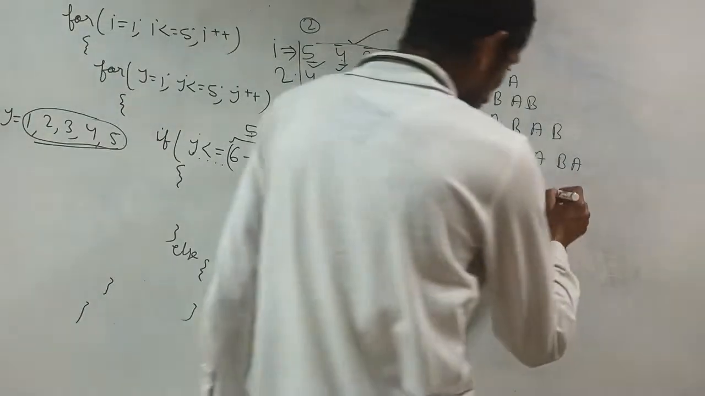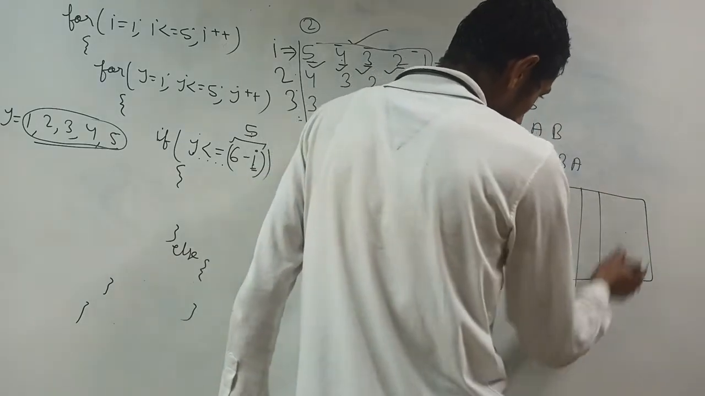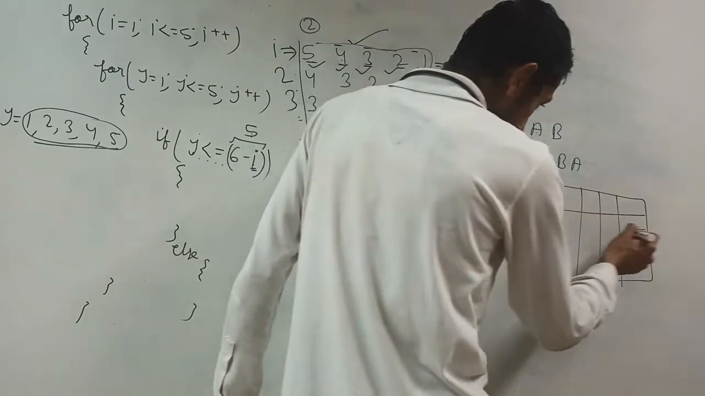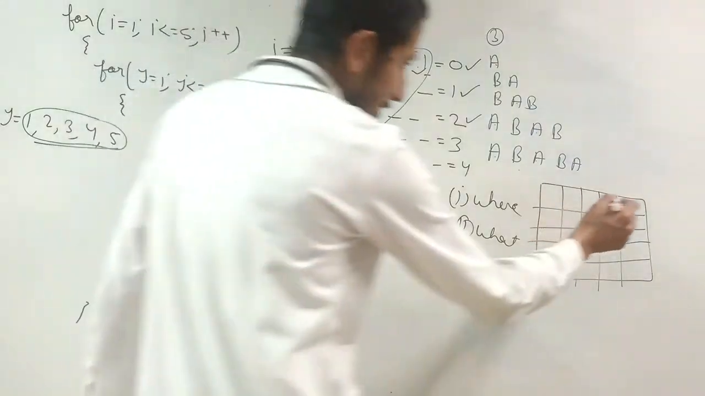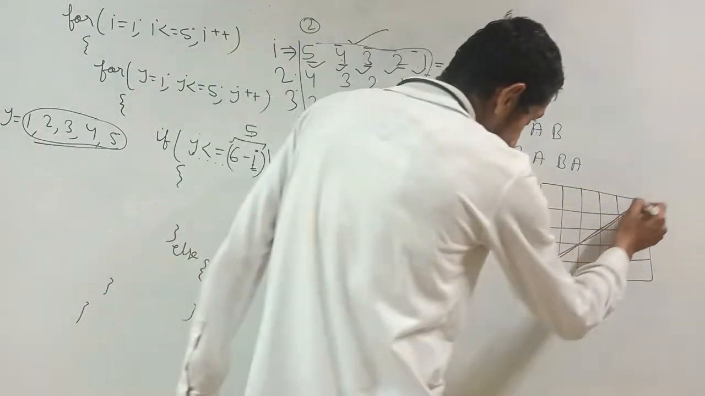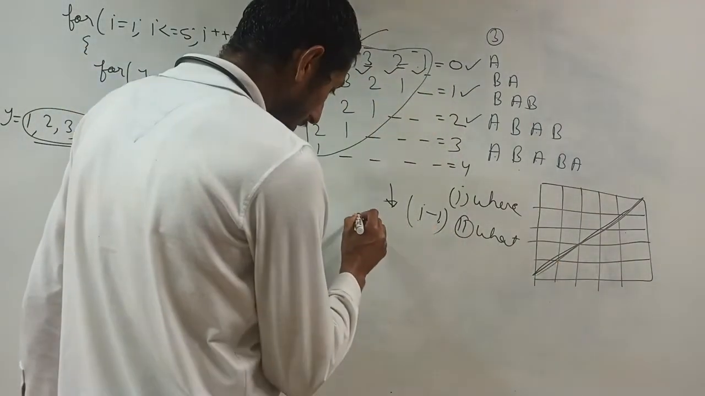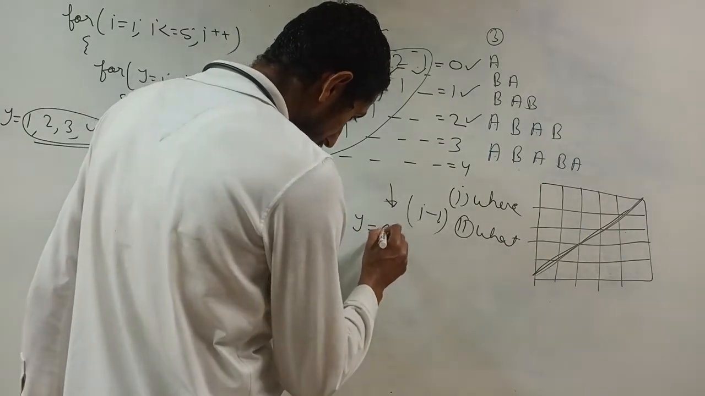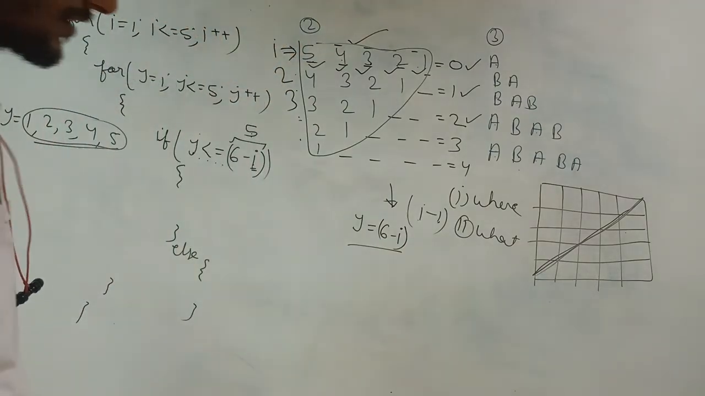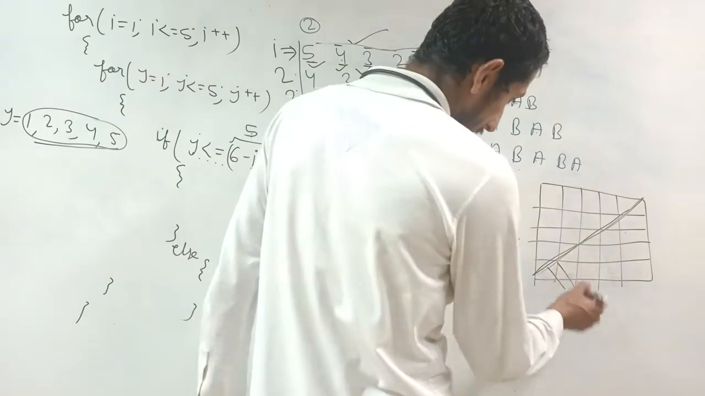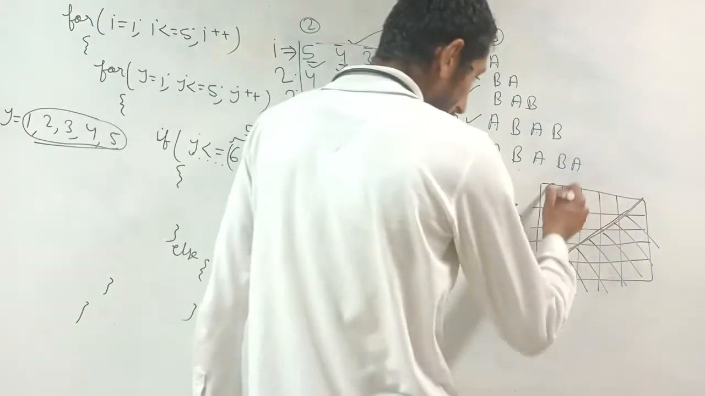As I maintained the grid in the last program, if I follow the same strategy, 1, 2, 3, 4, 5, then 1, 2, 3, 4, 5. And what is the shape? Just look at the line. In the last program, we saw that the equation of the line is that the value of j should be greater than 6 minus i. In the last program we had to print in this part, but in this program, we have to print in this part.